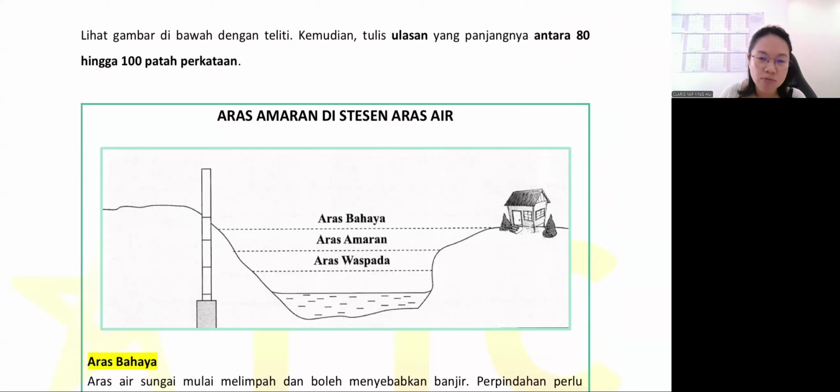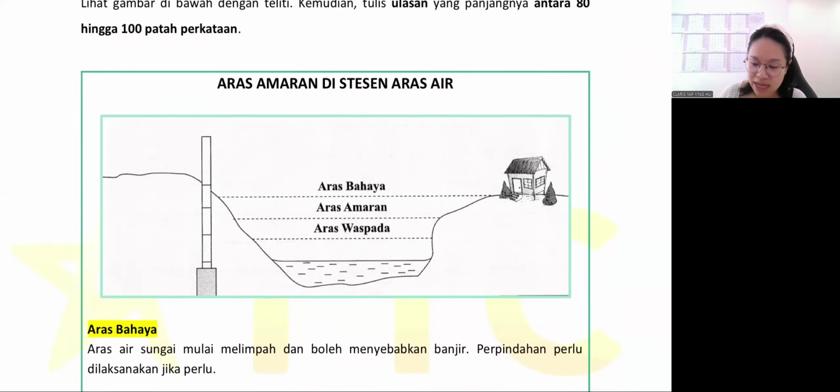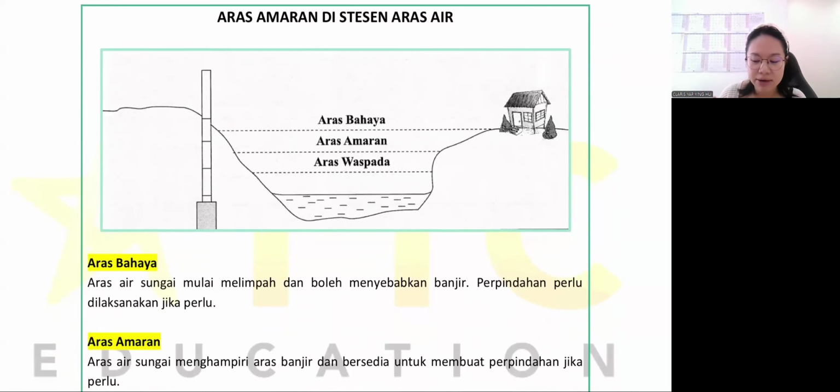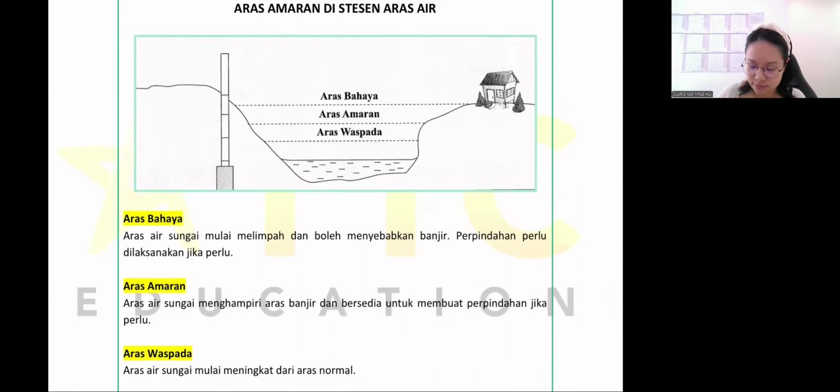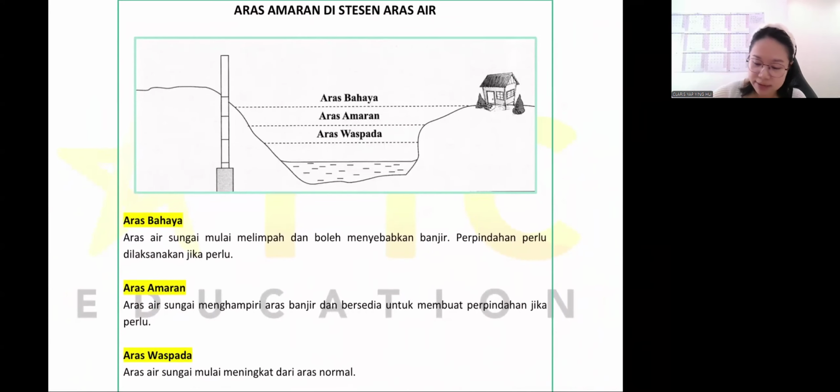It's not a normal ulasan, not a normal factual essay. They are about what? Aras amaran di station aras air. Yeah, the water level. So you need to explain all level. But teacher, how do I explain like this only? Then of course not enough words. Yeah, you are correct. So from all this level, you have to further explain.